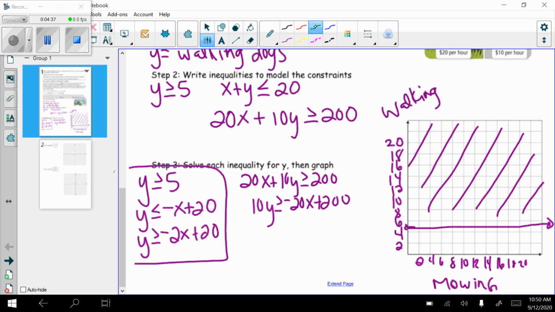I'm going to go ahead and switch colors to do the different graph. All of my lines are going to be solid here because they all have equal to signs. So now if I do Y is less than or equal to negative X plus 20, my Y-intercept is 20, so I start here at 20. My slope is negative 1, so down 1 over 1. But since my scale is in 2s, I can go down 2 over 2, same concept. Do that all the way across the x-axis. Draw that line.